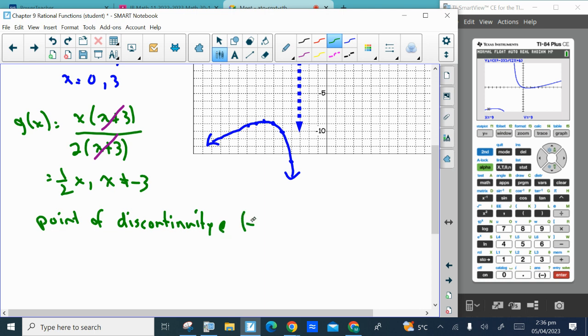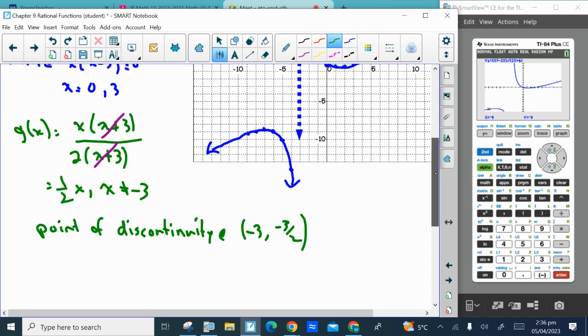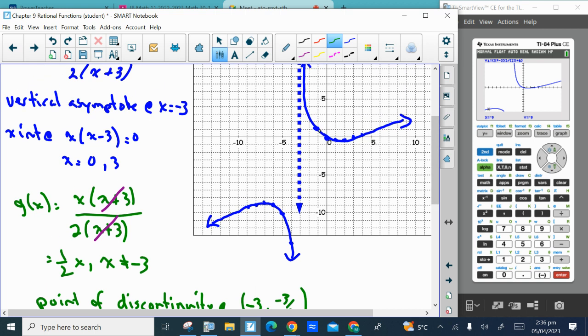Where x equals negative 3, we can take the simplified equation 1/2 x and let x equal negative 3, and we'll get negative 3 over 2. That is the y value at the point of discontinuity. The point negative 3 comma negative 3 over 2. So negative 3 comma negative 3 over 2 is the point of discontinuity. The rest of it is defined by 1/2 x.